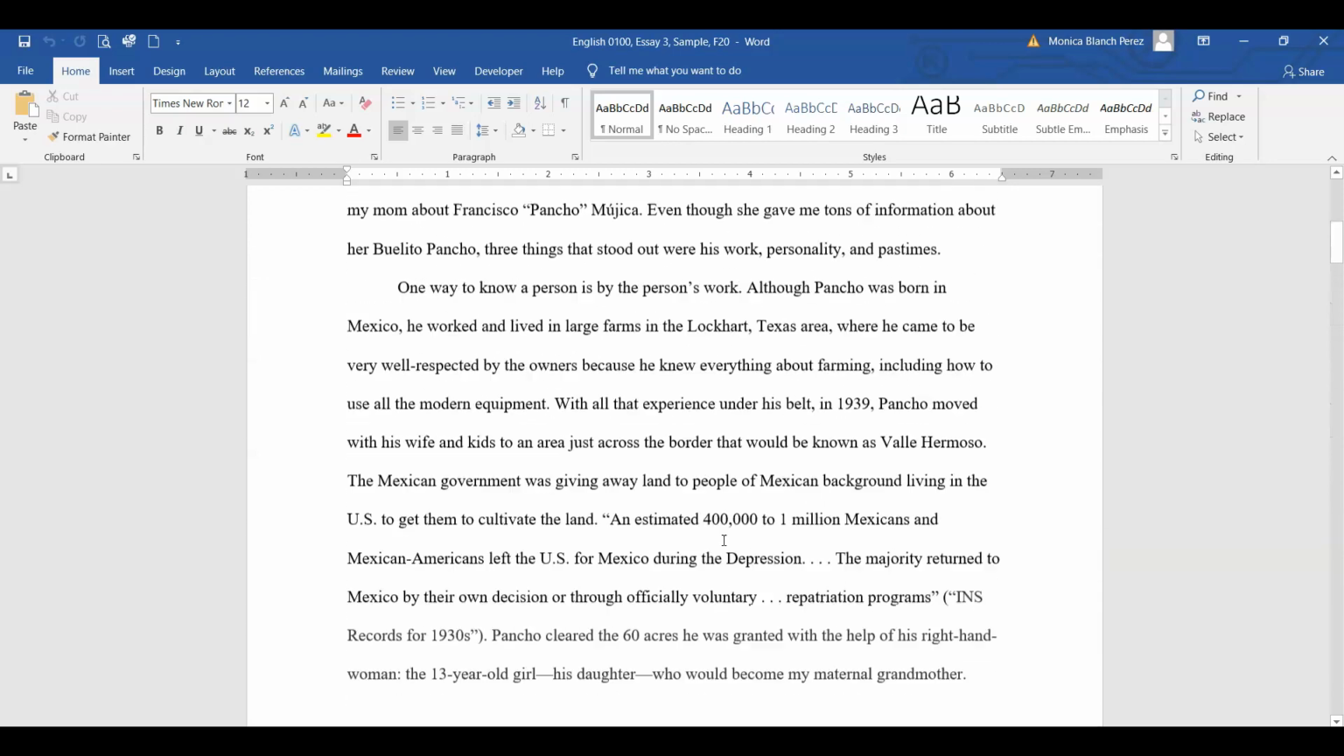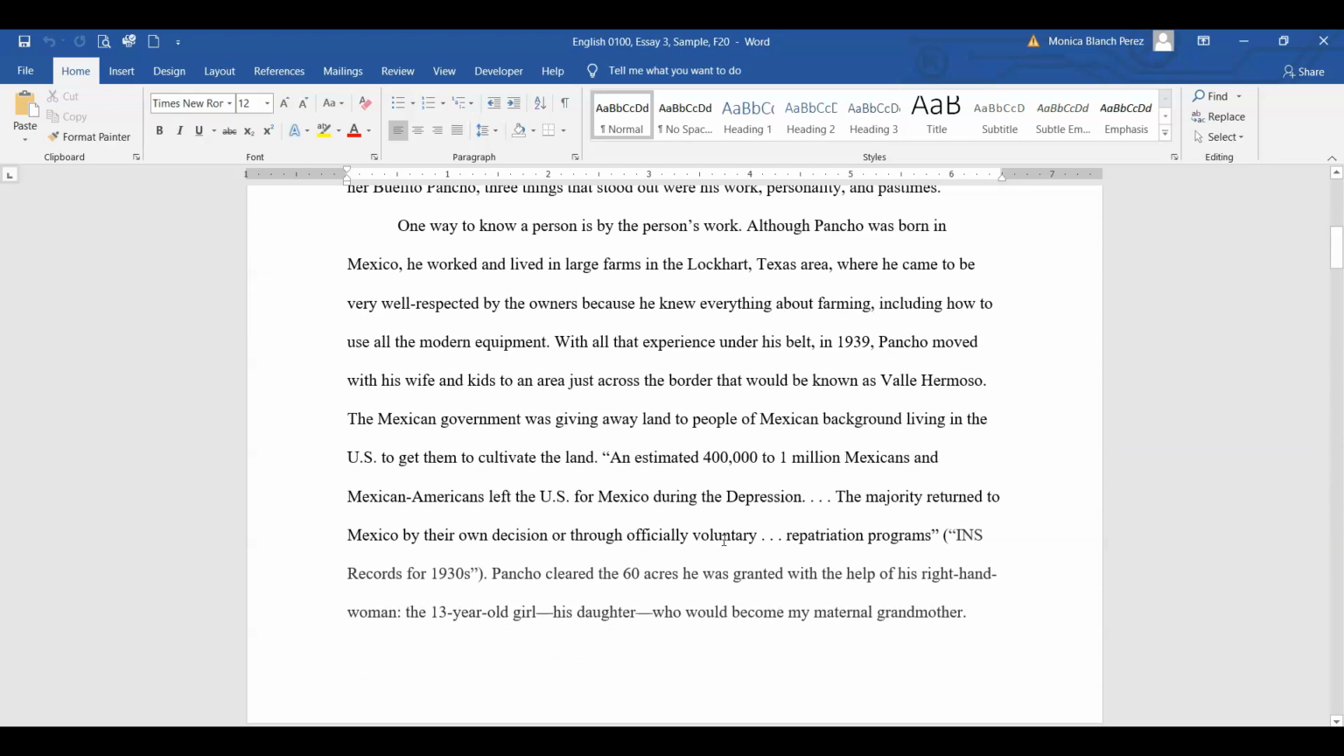I'm going back to the paragraph where I'm trying to explain things. Okay, so here's my paragraph. One way to know a person is by the person's work.